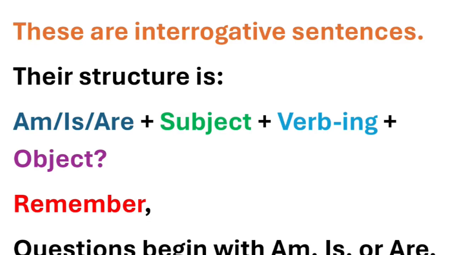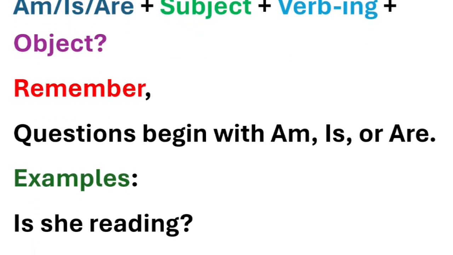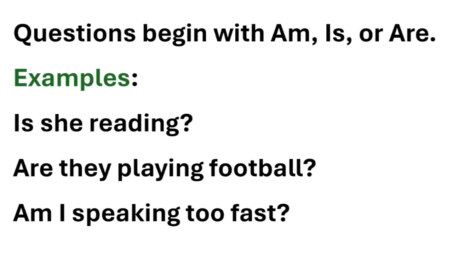To make them, we have to follow the structure, which is the helping verb, which is going to be written at the first place, which is am, is, or are according to the subject. Then we write the subject, which can be he, she, or any noun, or even other pronoun. Then we have to follow verb in ing form. Then we write object at the end. Always remember that when any question begins, we have to write helping verb is, am, or are at the first place.